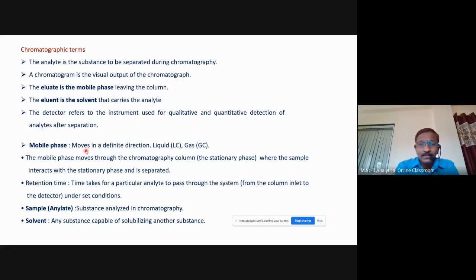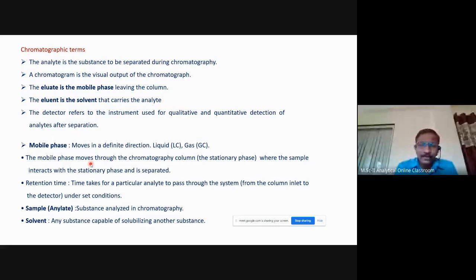Mobile phase is that which can move in a definite direction; mostly liquid and gas are the mobile phases, as we already saw in the classification of chromatography at TYBSc level. So the mobile phase moves through the chromatography column over the stationary phase, where the sample interacts with the stationary phase, and that can get separated.